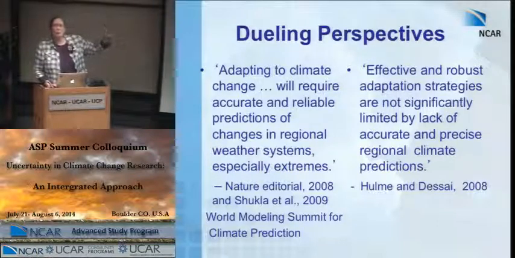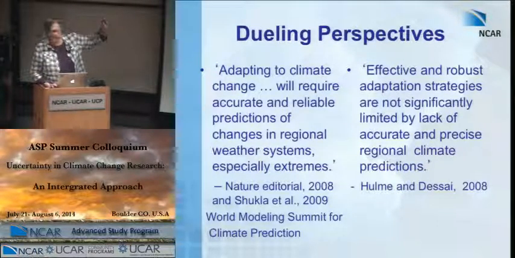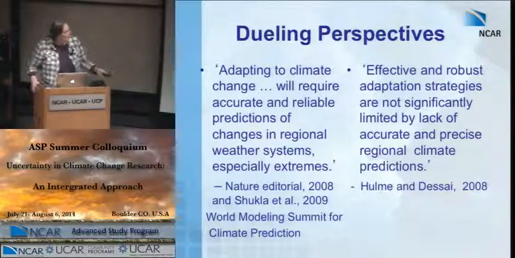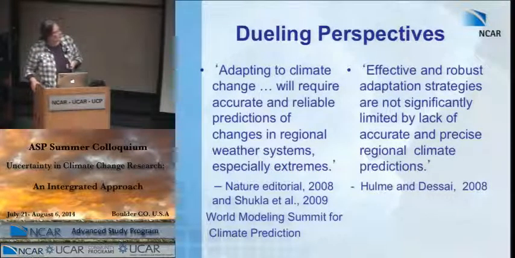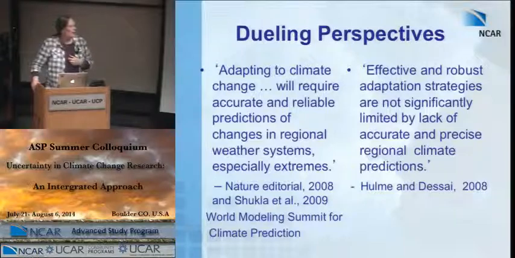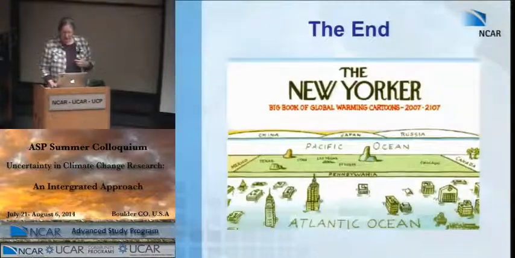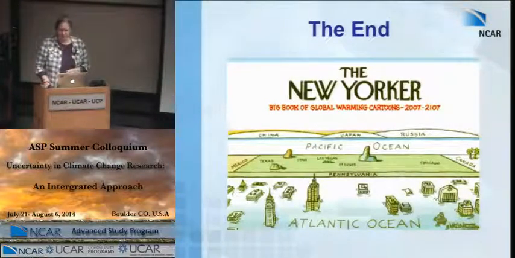I won't read this. I'll just say that there are really different perspectives. Climate scientists tend to believe we need a great deal of detail to do adaptation studies. People more in the social science and, in this case, human design say effective and robust adaptation strategies are not significantly limited by lack of accurate and precise regional climate predictions. And I think we're still really kind of battling over that. And that's the end. Thank you.